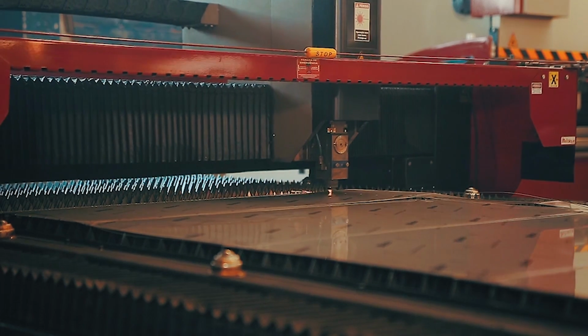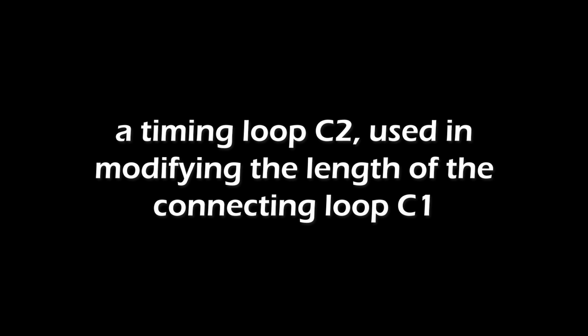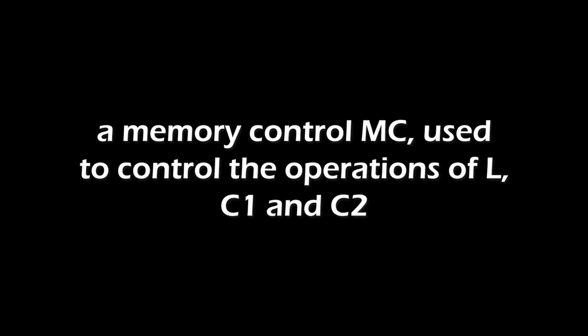The following units were involved in the tape and its control: a linear array L for storing information, a connecting loop C1 for reading an arbitrary cell, a timing loop C2 used in modifying the length of the connecting loop C1, a memory control MC used to control the operations of L, C1 and C2, and the constructing unit CU which controls MC. The primary purpose of CU is to carry out the construction of a secondary automaton whose description is stored in L. Thus, the universal constructing automaton has two parts: the constructing unit CU and an arbitrarily large memory and its control MC, L, C1 and C2.